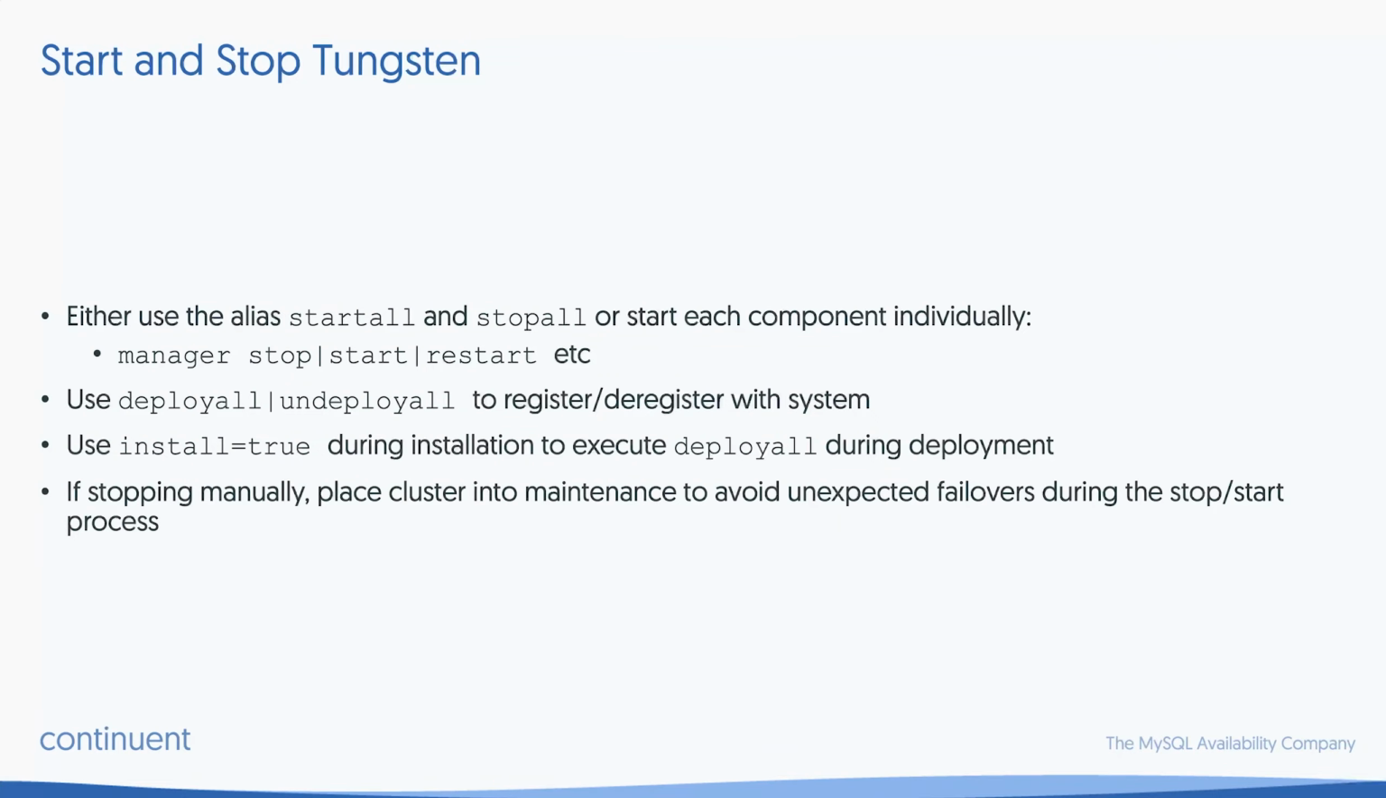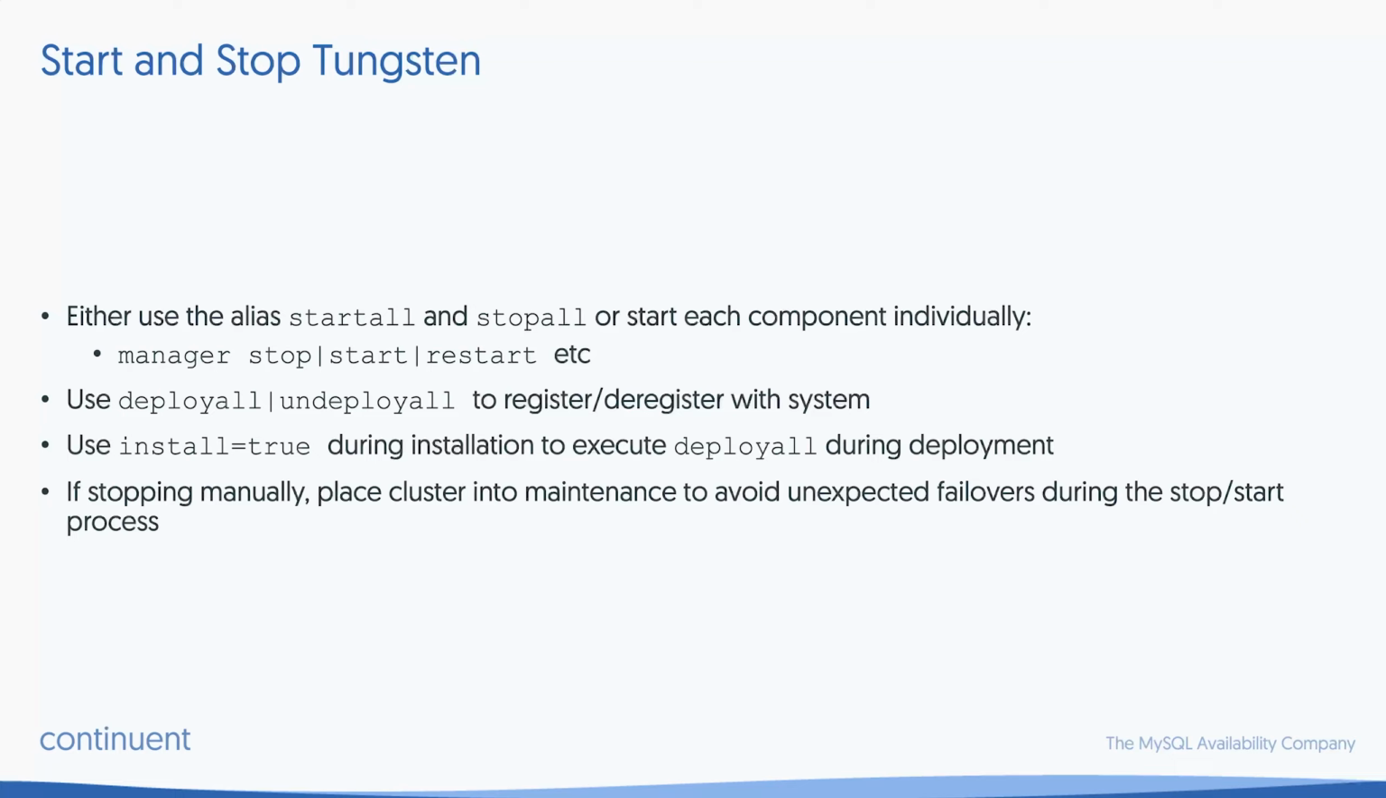So first, starting and stopping Tungsten. To manage the system components, you have two options. You can either use the aliases start all and stop all to handle everything at once, or you can start and stop each component individually. For example, you can use commands like manage a start, manage a stop, or manage a restart.